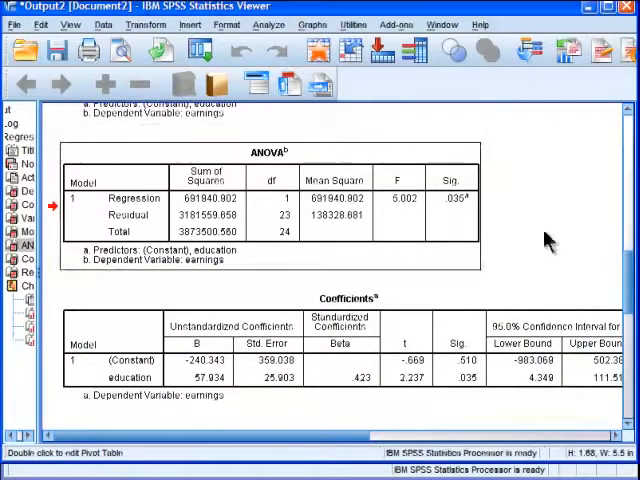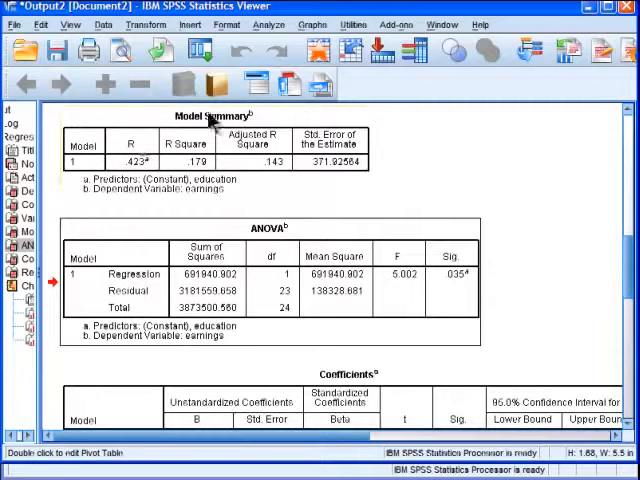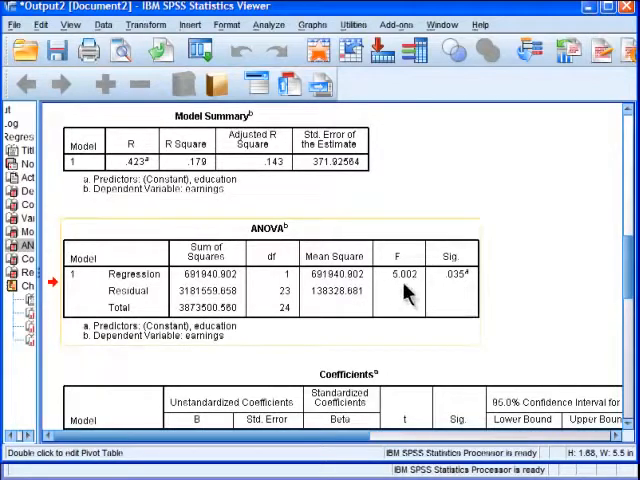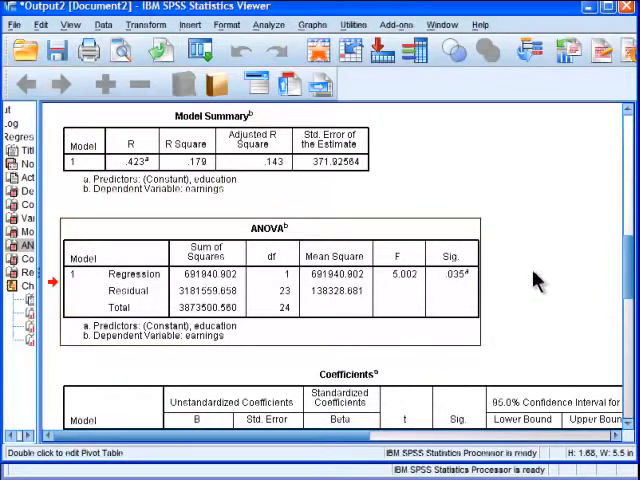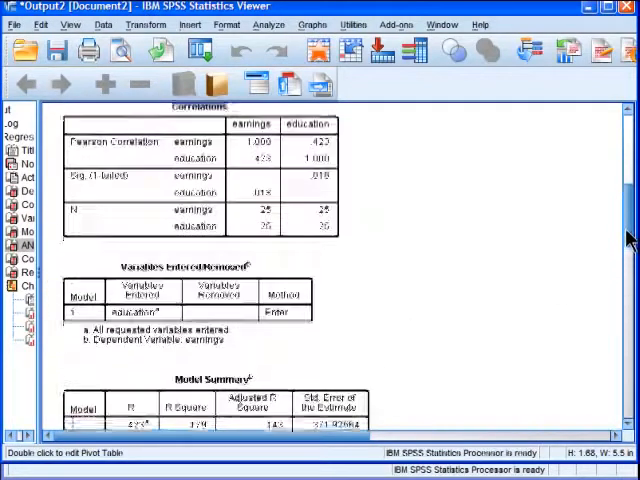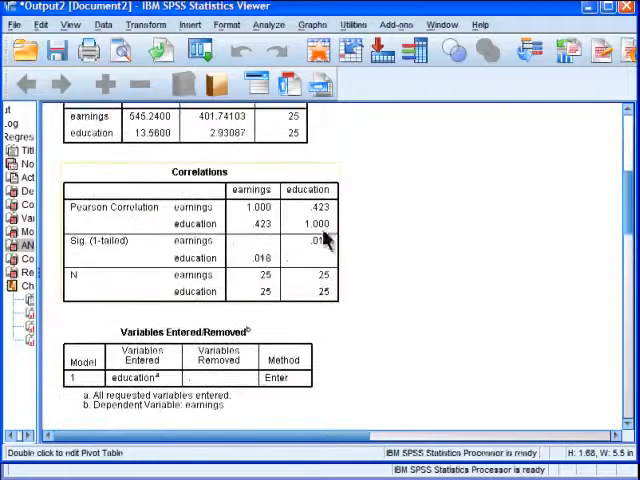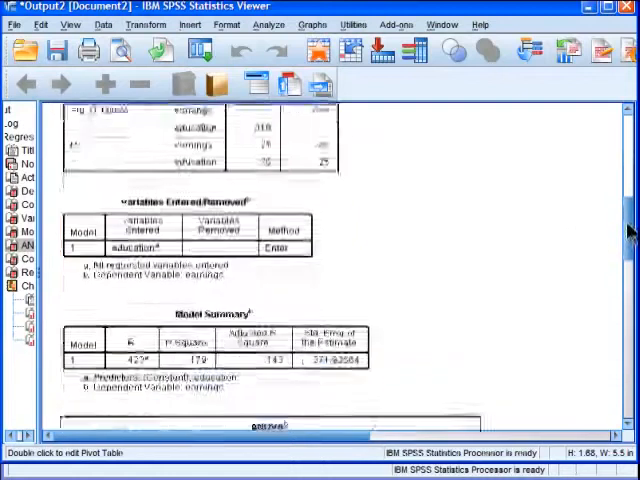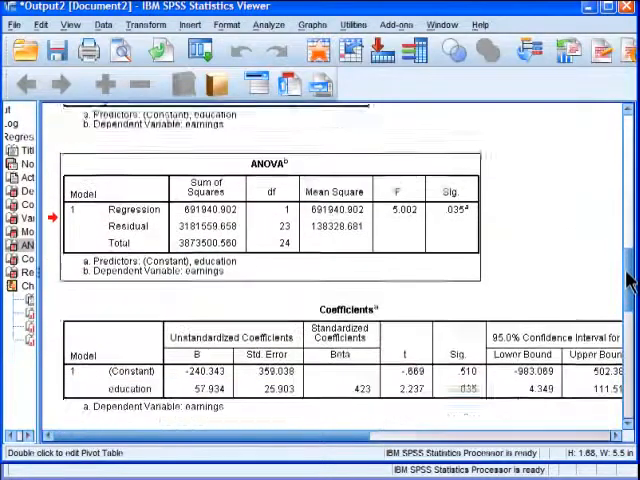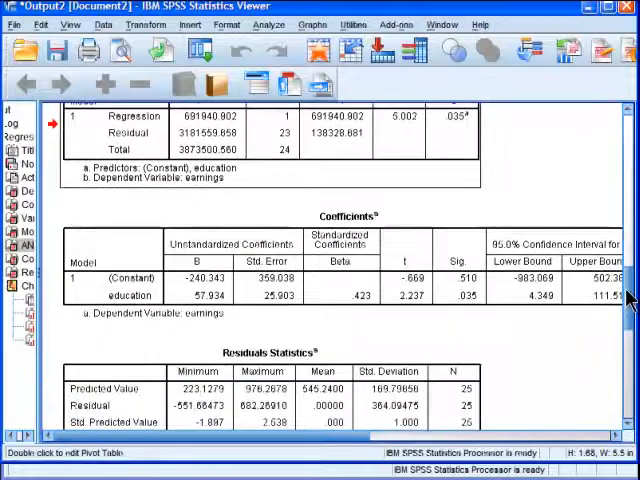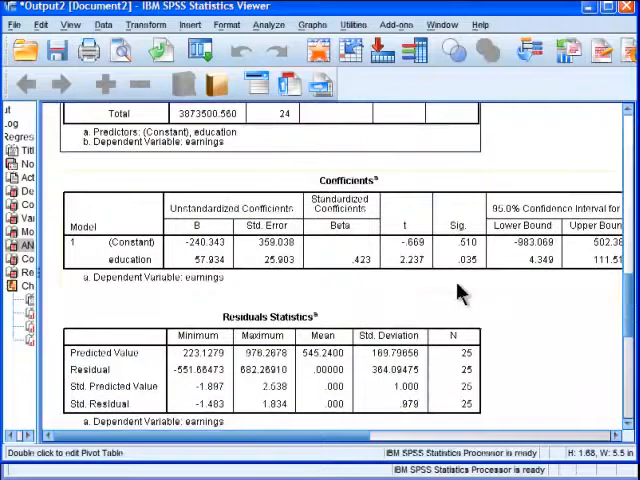Here's the ANOVA table, which is basically telling us, is this correlation of 0.423 statistically significant? And we got an F value of 5.00, and it's statistically significant. But we also had a statistically significant value here that was estimated by the Pearson correlation approach, which is 0.018. So that's slightly different approaches to estimating the statistical significance of the model.